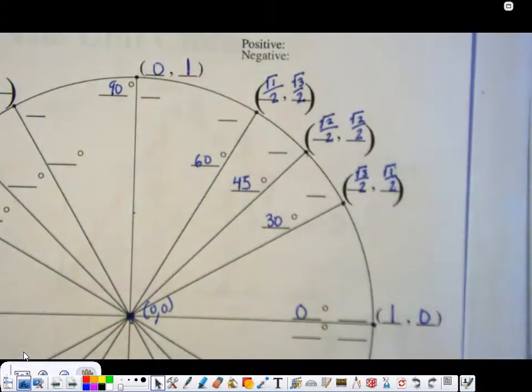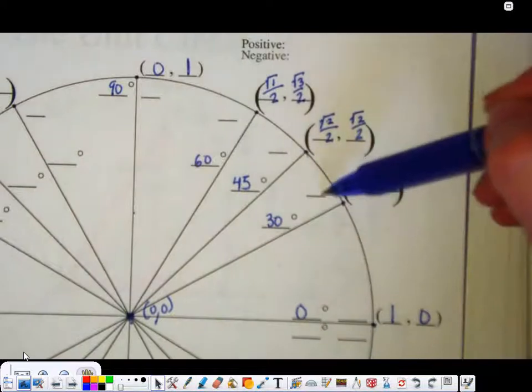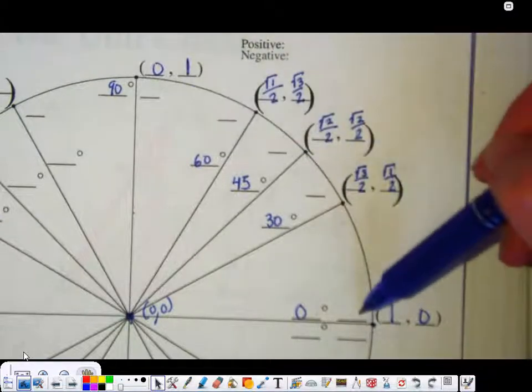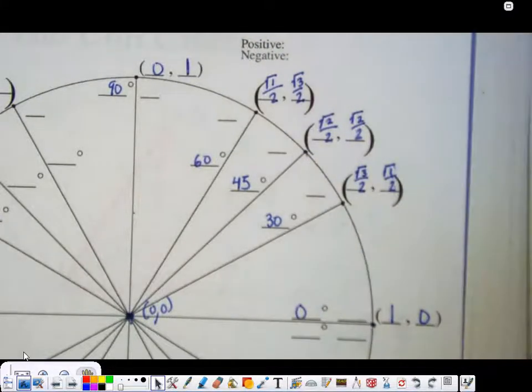What's the one? There's something I hadn't filled in on here, isn't there? You see anything? Radians, yep. You can't know that's what I wanted unless you've already seen the unit circle before. But the last thing we need to fill in for the unit circle is the radians. And we just need to convert it.